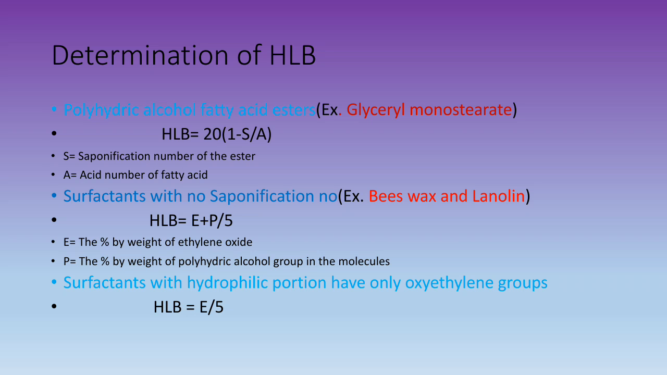They don't have any hydrophobic portion, and they consist of only ethylene oxide, or simply the oxyethylene groups. So for them the value of HLB can be found by E, that is the percentage by weight of oxyethylene groups, divided by 5. By this method we can easily find the HLB value.